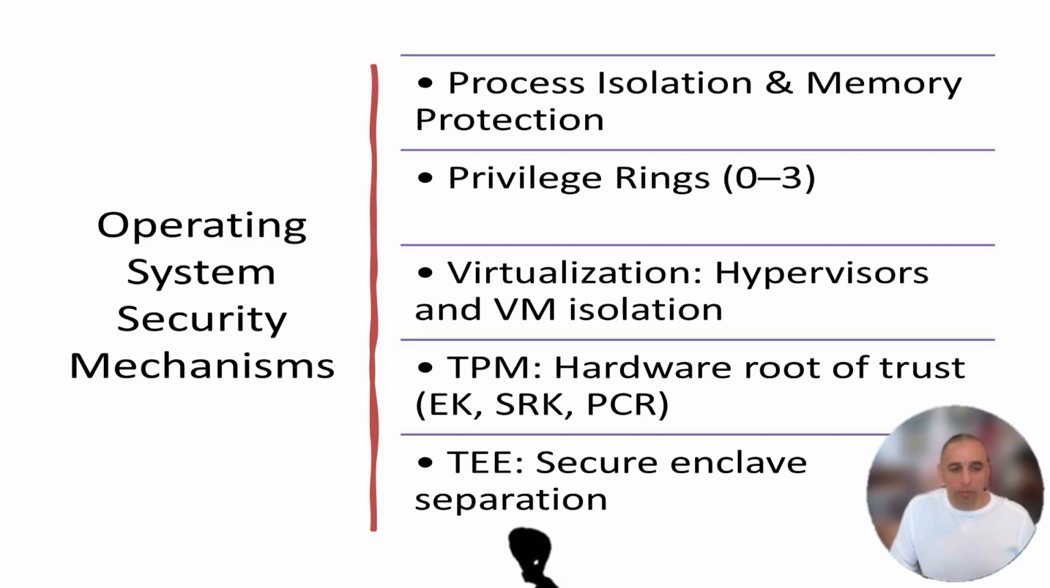TPMs provide a hardware root of trust. They securely store cryptographic keys and measurements, such as the endorsement key, EK, storage root key, SRK, and platform configuration registers, PCRs. This helps ensure that the system boots securely and hasn't been tampered with.